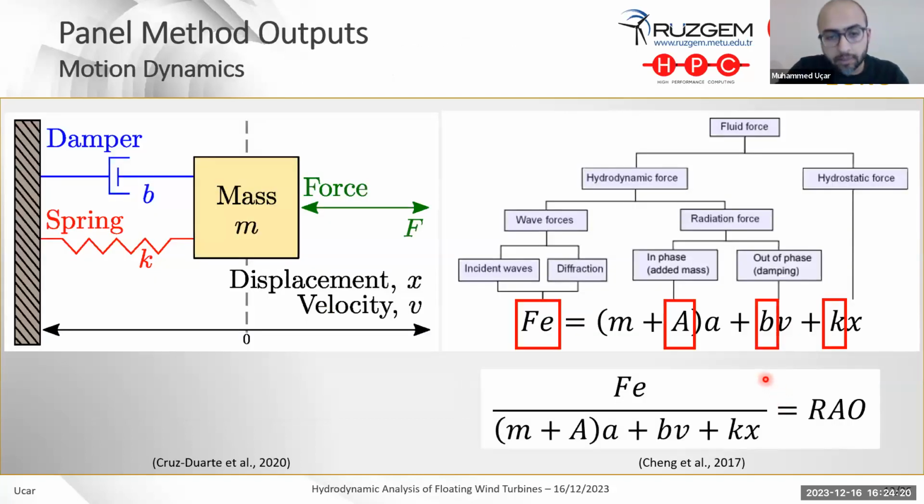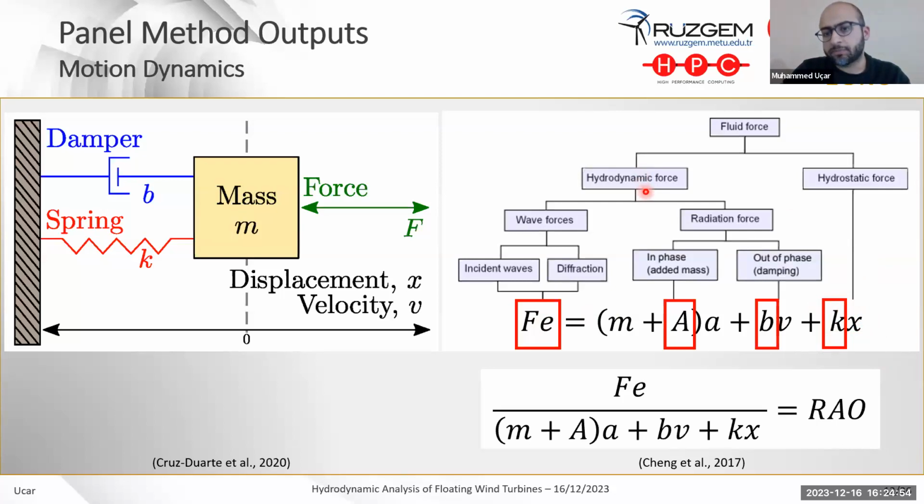Okay, let's talk about the motion dynamics here. At the left-hand side, you see a simple mass spring damper system, and at the right-hand side, you see the fluid forces, which are divided into hydrodynamic and hydrostatic forces. The hydrostatic forces come from the buoyancy. So F equals Kx, just the spring element, where K is the hydrostatic stiffness matrix.